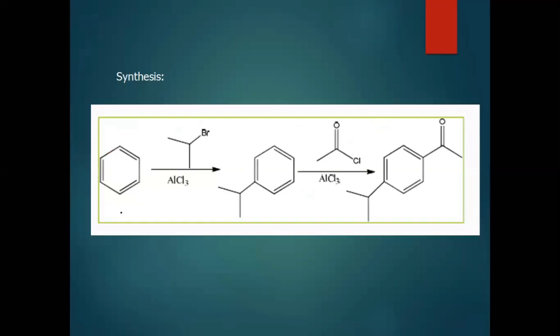Coming to the synthesis, for the construction of that target molecule, you need to start with the benzene, then use alkyl bromide, that is 2-bromopropane, and AlCl3. The reaction name is Friedel-Crafts alkylation. You will get this intermediate, that is the alkylated one. Then in the next step, you take this starting material and treat it with acetyl chloride, AlCl3. Then you will get the target molecule. This is the target molecule.